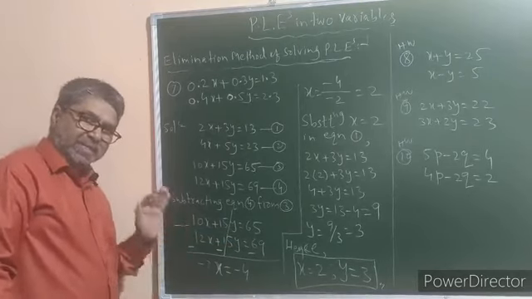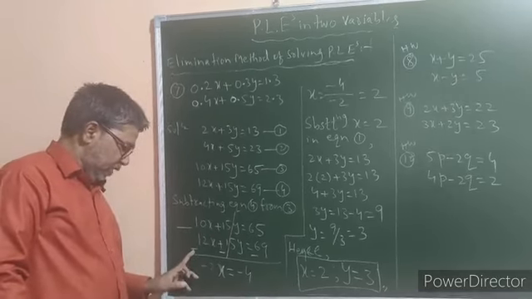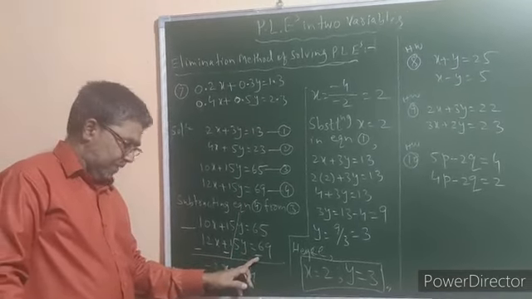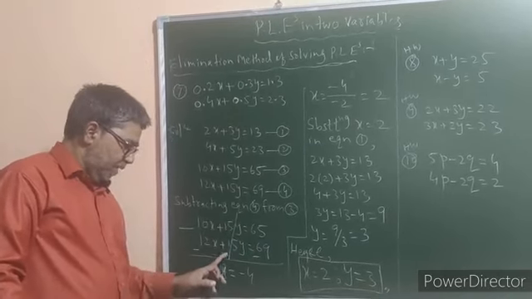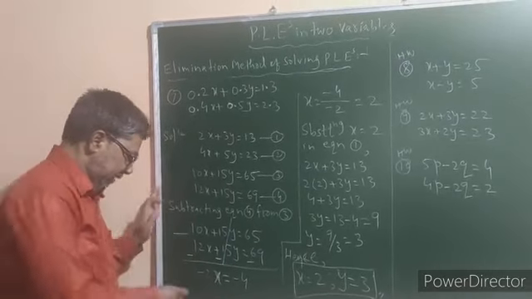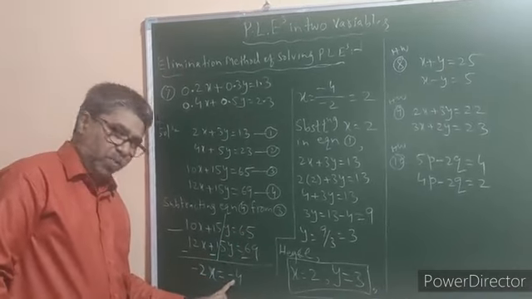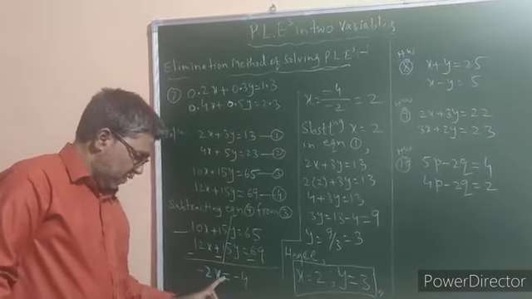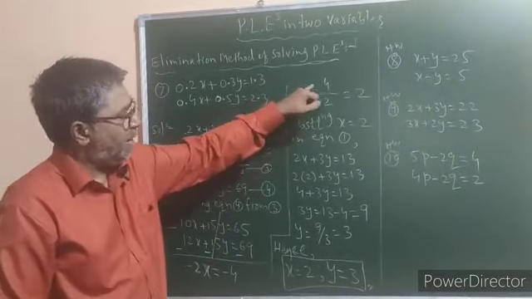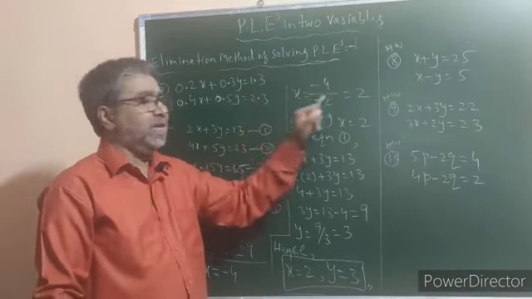We are subtracting. Subtraction is nothing but changing the symbols and adding. This plus will be converted to minus, this plus will be converted to minus, and this plus will change to minus. Now plus 15y minus 15y will be cancelling. 10x minus 12x will be minus 2x. Minus 2x is equal to 65 minus 69, which is minus 4. Then x is equal to minus 4 upon minus 2. Minus minus will give us plus. 2 2s are 4, hence the value of x is 2.